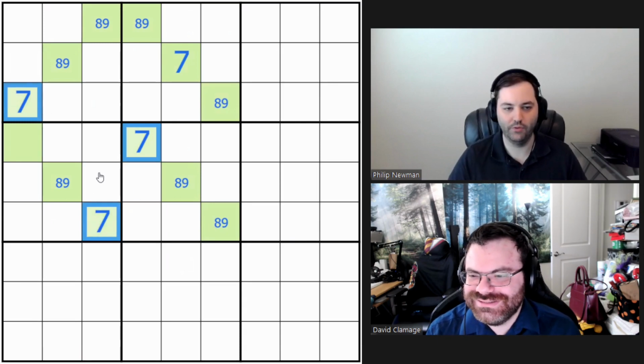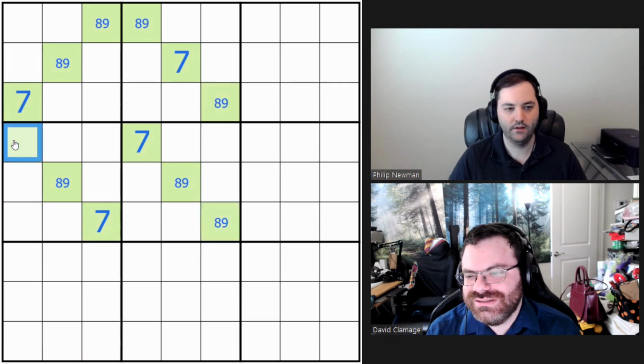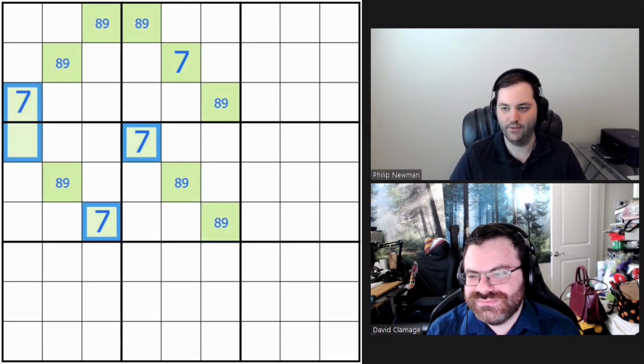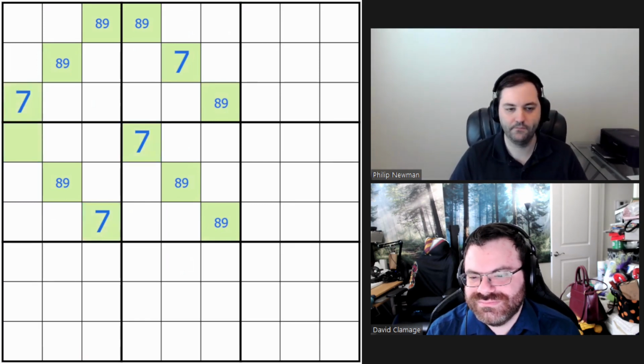I think what it ultimately comes down to, and the same here, is that we had a 7 here, here, and here before. This cell sees 3 of those. Same as that one. So I think that's kind of the underlying reason as to why that's the cell that gets left out.